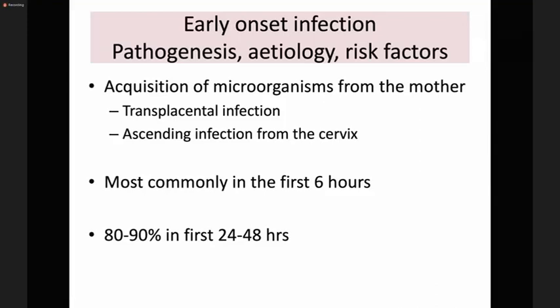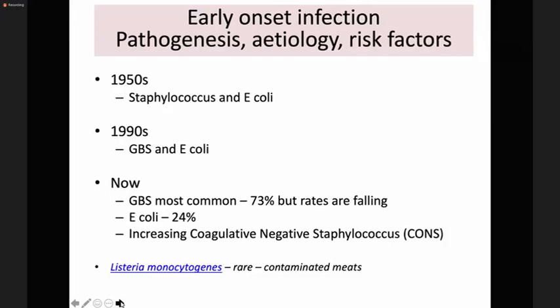It can be either something coming through the placenta or an ascending infection from the cervix. Most commonly, it may manifest in the first 6 hours of life, and almost all, 80 to 90%, will manifest within the first 24 to 48 hours. So what type of infections have been here? It has changed through time.